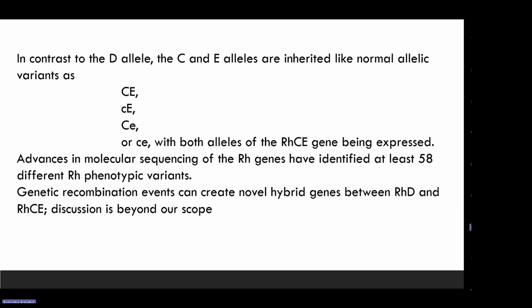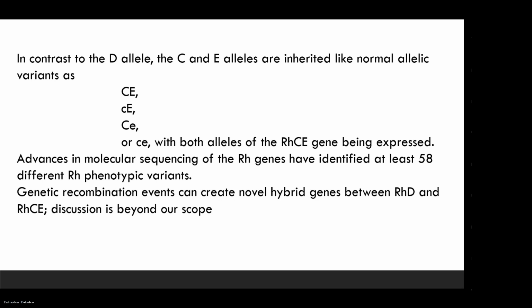So in contrast to the D allele, the big C and the big E alleles are inherited like normal allelic variants, as CE, small c big C, small e, or small c small e, with both alleles of the rhesus CE gene being expressed. Advances in molecular sequencing of the rhesus gene have identified at least 58 different rhesus phenotypic variants. Genetic recombination events can create novel hybrid genes between rhesus D and rhesus CE, but the discussion is beyond our scope.